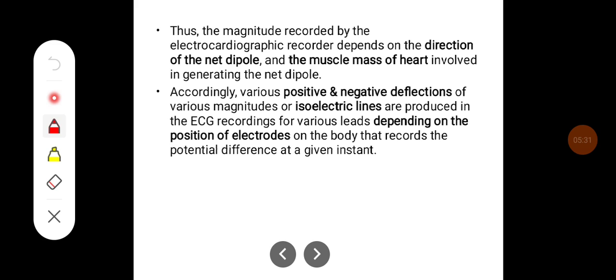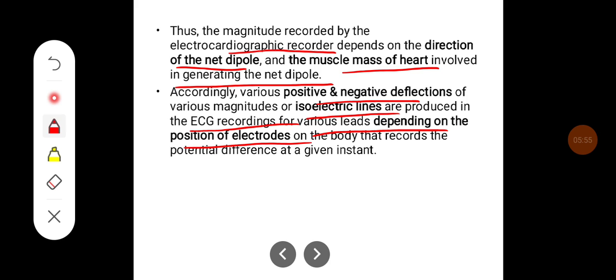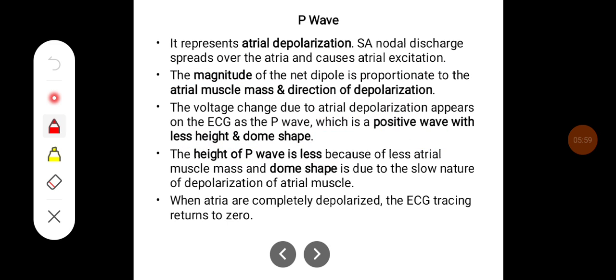Thus, the magnitude recorded by the electrocardiographic recorder depends on the direction of the net dipole and the muscle mass of the heart involved in generating the net dipole. Accordingly, various positive and negative deflections of various magnitudes or isoelectric lines are produced in the ECG recordings for various leads, depending on the position of electrodes on the body that records the potential difference at a given instant.